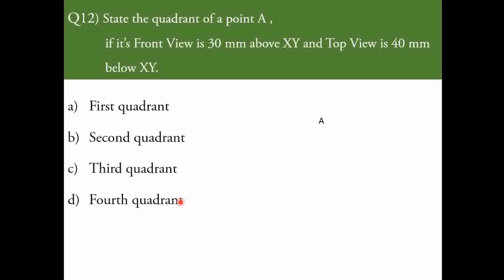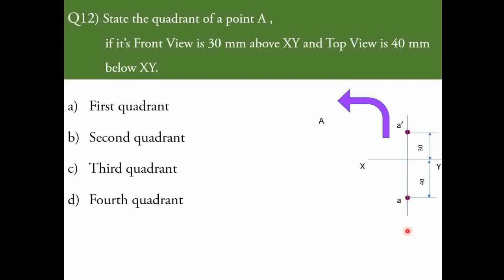So we will take the reference of the diagram, that is the final views representation. There is a reference line, with the front view 30 mm above the XY line, and the top view 40 mm below, represented by a. Means these are the conditions given in the question: front view a dash is 30 mm above the XY line, and top view a is 40 mm below the XY line.